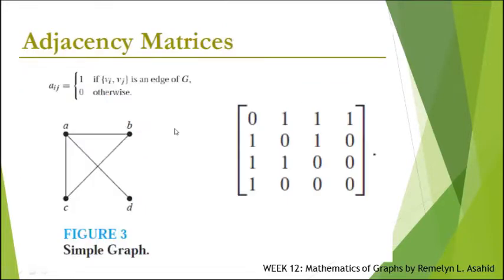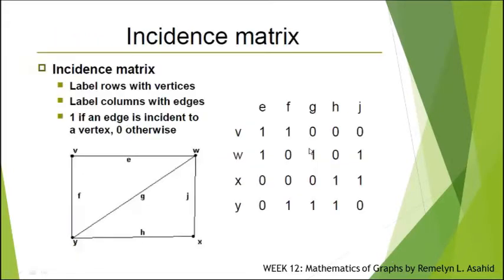So we have D, adjacency matrices, a_ij, wherein it is 1 if v_i and v_j is an edge of G, and 0 otherwise. So in our figure 3, we have E, simple graph. We have A, B, C, and D. So how are we going to apply this? It says that if there is an edge, the answer is 1. Otherwise, the answer is 0.